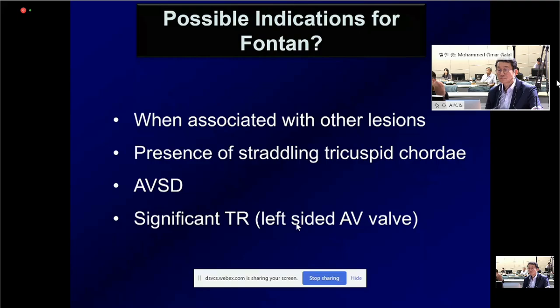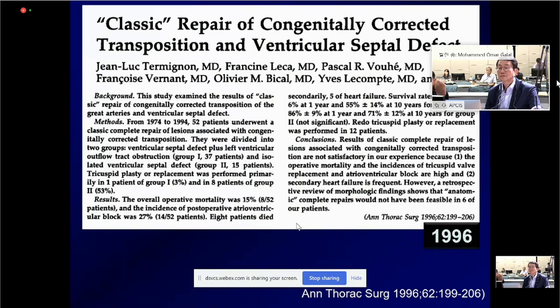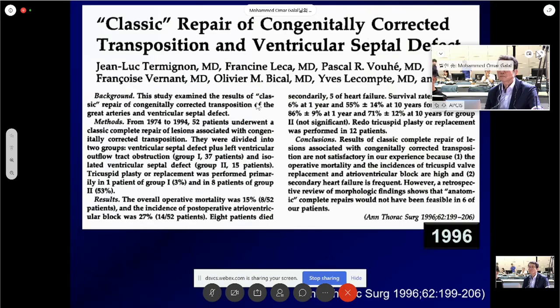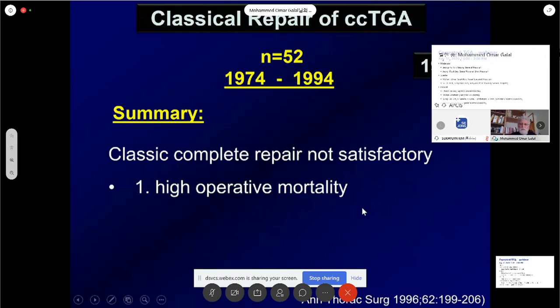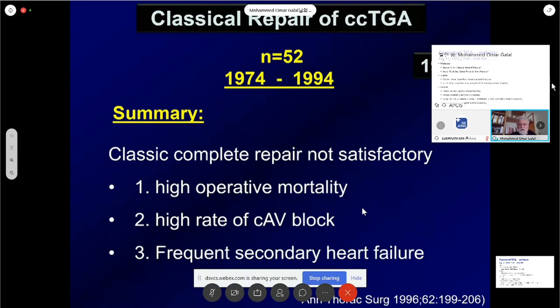I look, very... 2 more minutes to go. This study checked the classical repair, which is, if you want, the hemodynamic repair. You have a large VSD, you close it, and that's it. So they looked at 52 patients over 20 years. Classic complete repair is not satisfactory. Why? High preoperative mortality, high rate of complete AV block, and frequent secondary heart failure.